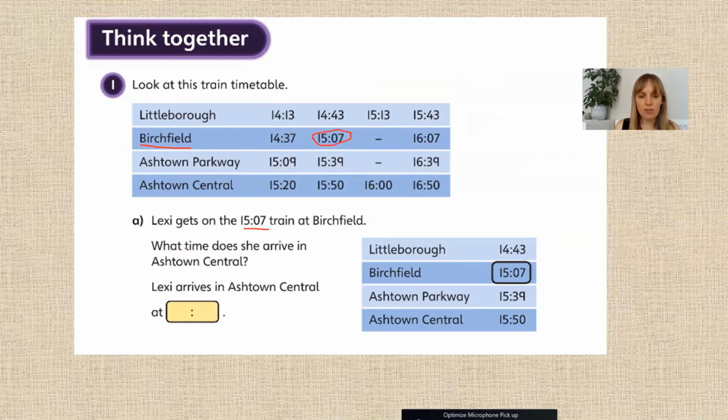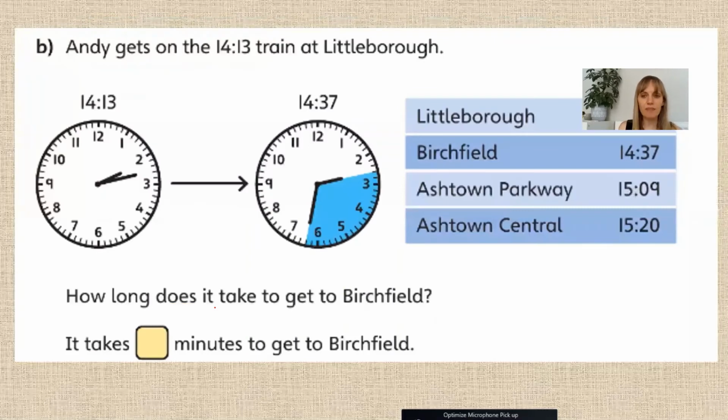And the question says, what time does she arrive at Ashtown Central? Well, here's Ashtown Central, but I know that she's on this train in this column, so I've got to read down until I get to Ashtown Central. So I know she gets to Ashtown Central at 15:50. So that's what time her train arrives there. So my answer would be 1550. You've just got to make sure that you're reading down the right columns to help you find the correct answer.